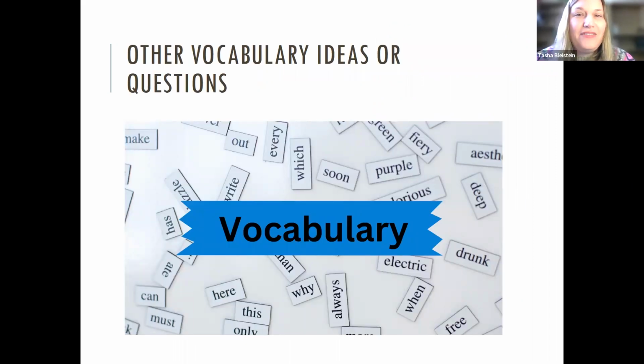So do we have any questions about vocabulary or any other ideas? I know we have a talented group that's tuned in for this session. So in the chat, if you have any other great vocabulary teaching ideas, or if you have a quick question, you can go ahead and put that in the chat. Okay, I'll give you 30 more seconds. Oh, charades. Charades is always fun.